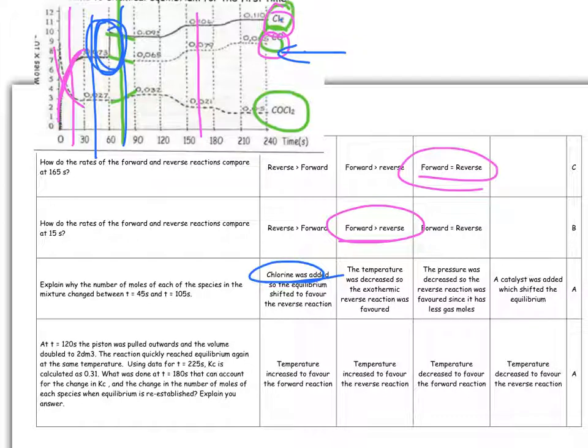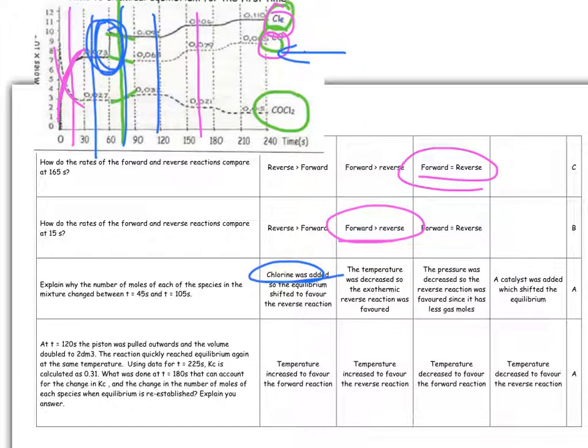At T120, something happened. What was it? The piston was pulled outwards and the volume was doubled. The reaction quickly reached equilibrium again at the same temperature. Using the data for T2 to 5, over there, Kc is calculated at 0.31.